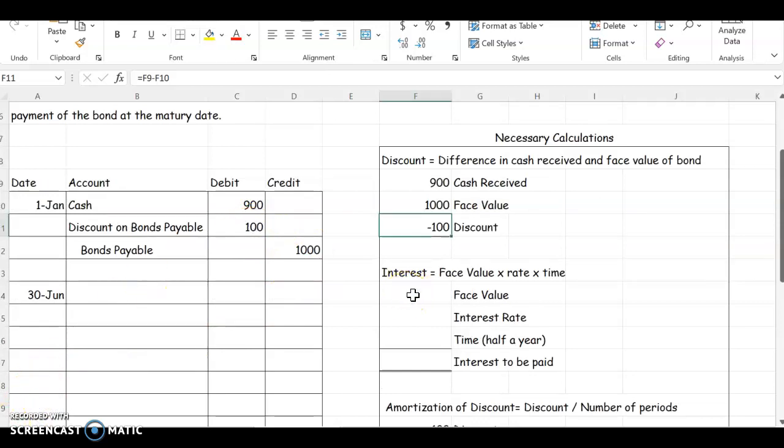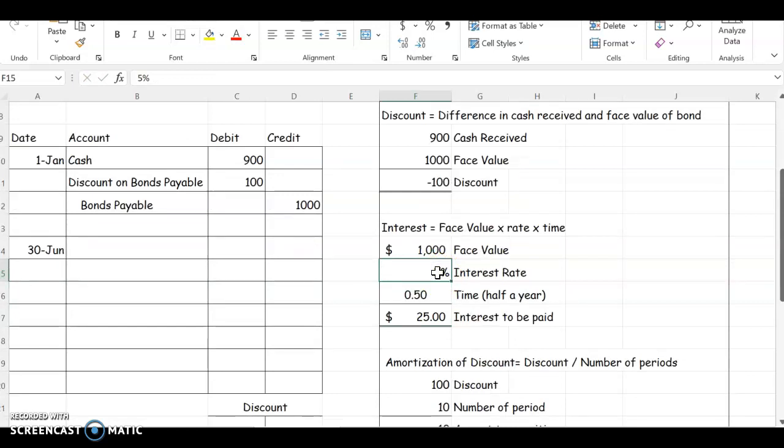So first let's calculate our interest. Our bond's face value is $1,000. Okay, the interest rate is 6%, and half a year, every 6 months out of 12, would be 0.5. So the interest to be paid semi-annually is $30.